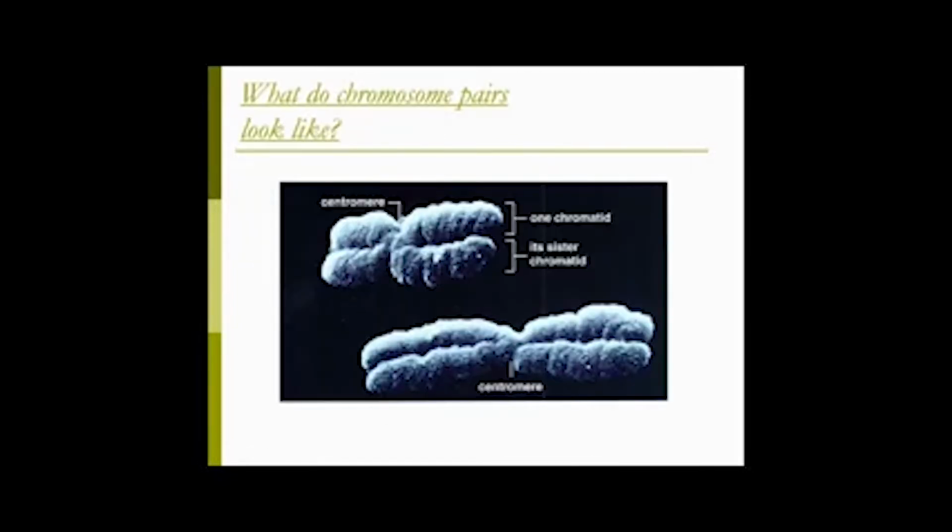All right, what do chromosomes look like? These are the identical copies. So this is one copy of the DNA, and this is the identical copy. And they connect together at what's called the centromere. This holds them together so they can be separated.